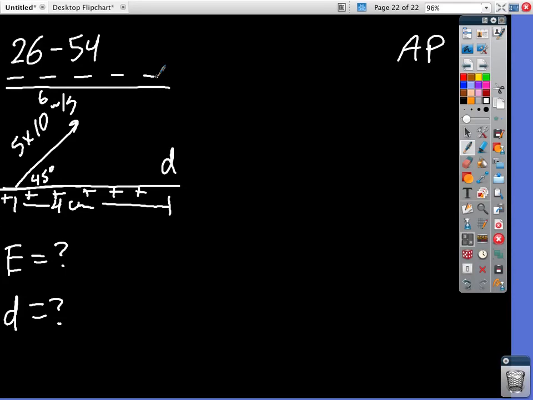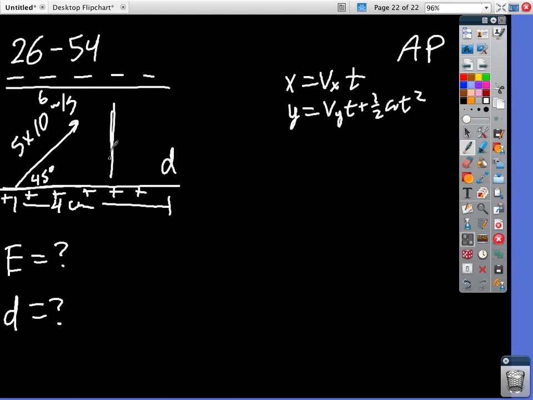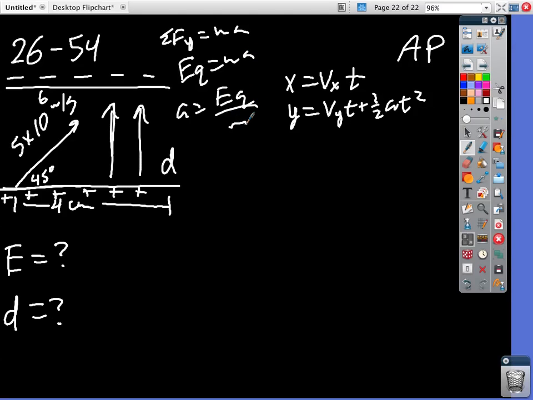All right, so for this one, I do x is vxt. I do two-dimensional motion here, and I do this because we're looking for the E field, which we know to be this way. Just like yesterday, I'm saying that the sum of the forces in the Y is equal to MA. So EQ is equal to MA, so A is EQ over M. So that works for this.